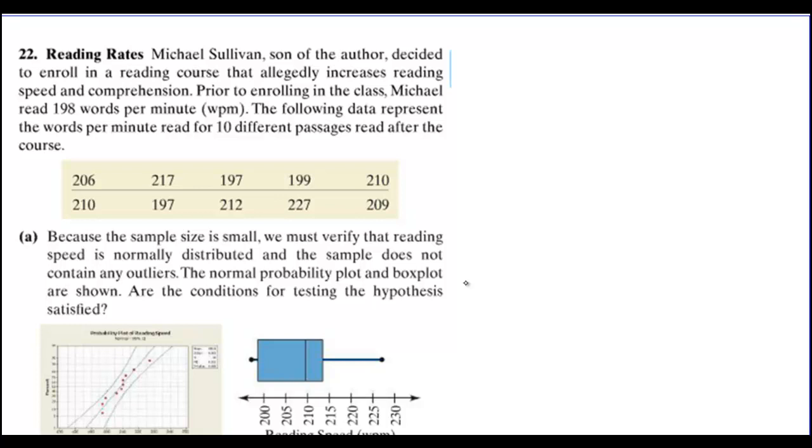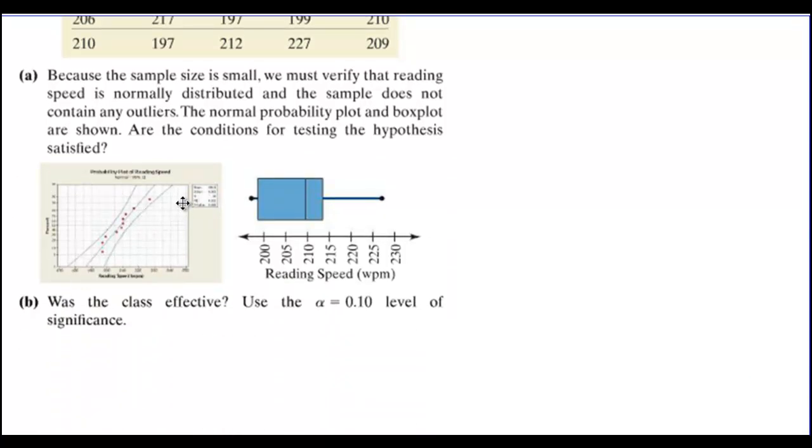Because the sample size is small, we must verify that the reading speed is normally distributed and the sample does not contain any outliers. The normal probability plot and box plot are shown. Here, we're looking to make sure we don't have any red dots on the outside of these two curved lines. And with our box plot, we're making sure we don't have any asterisks, which we don't. So we can conclude that it's from an approximately normally distributed population. Part B asks, was the class effective? And it's telling us to use alpha is 0.10.